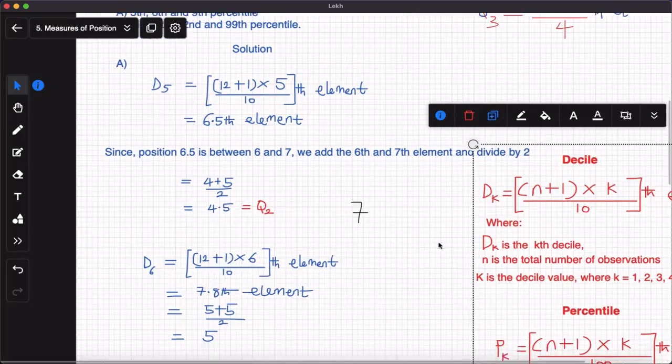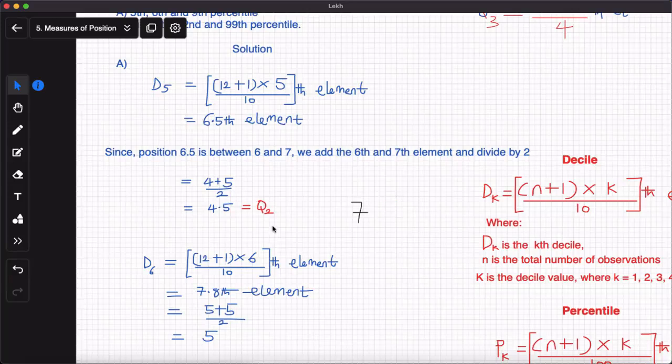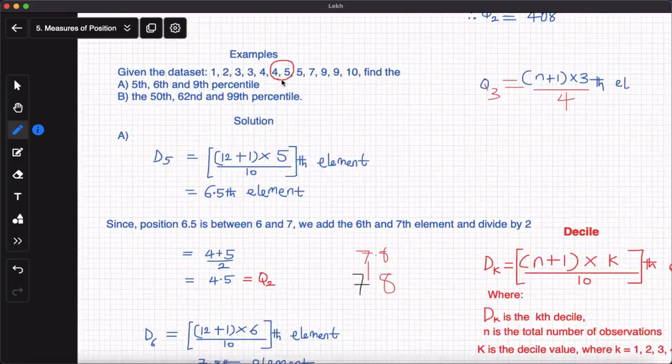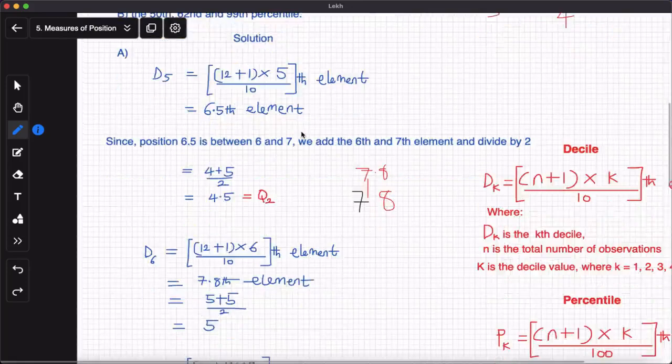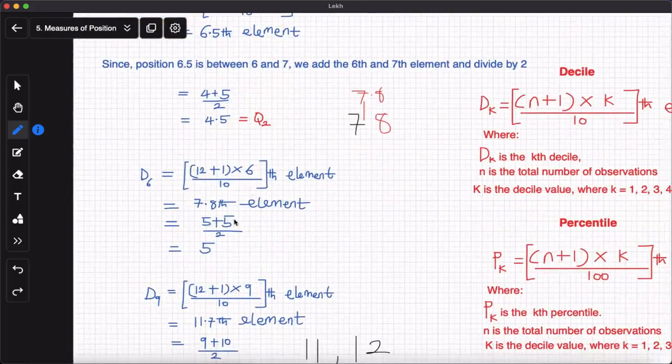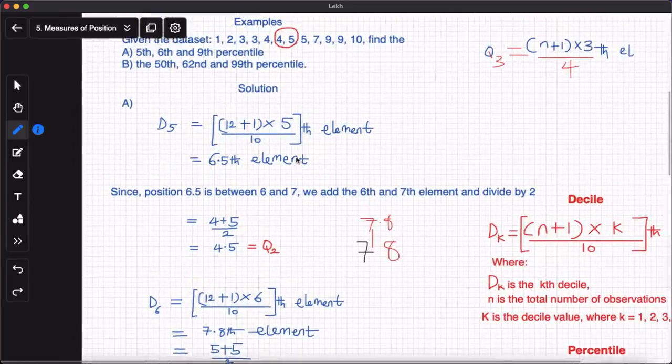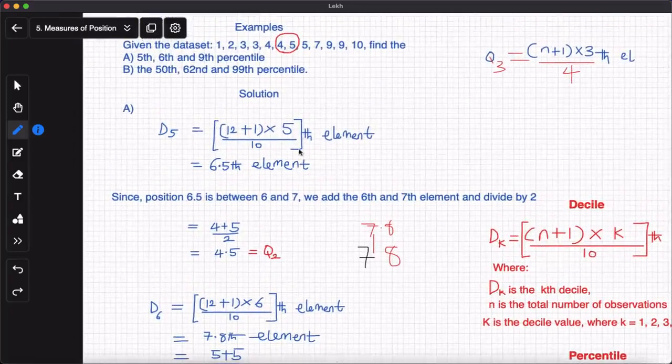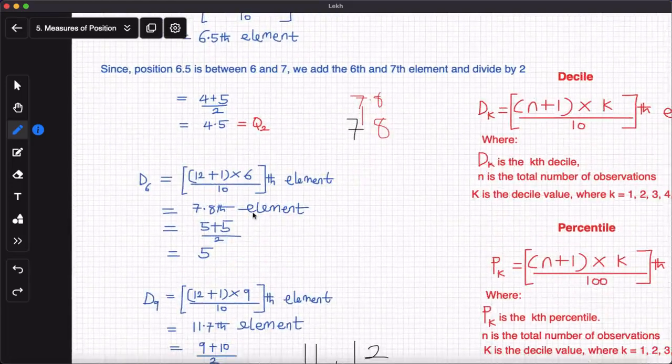We obtain 7.8, and 7.8 is between 7 and 8. So that means we're interested in the 7th and 8th element, and the 7th element happens to be 5, and the 8th element happens to be 5 also. So we add 5 plus 5 divided by 2, that gives us 5. If you're thinking about the 7th and 8th element, 1, 2, 3, 4, 5, 6, 7, the 7th element is 5, and the 8th element is 5. All right, so that's how you obtain that one.